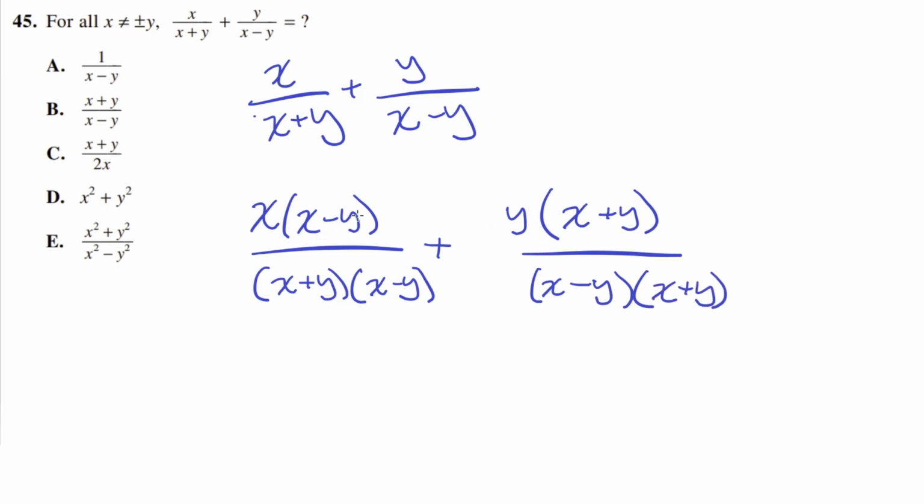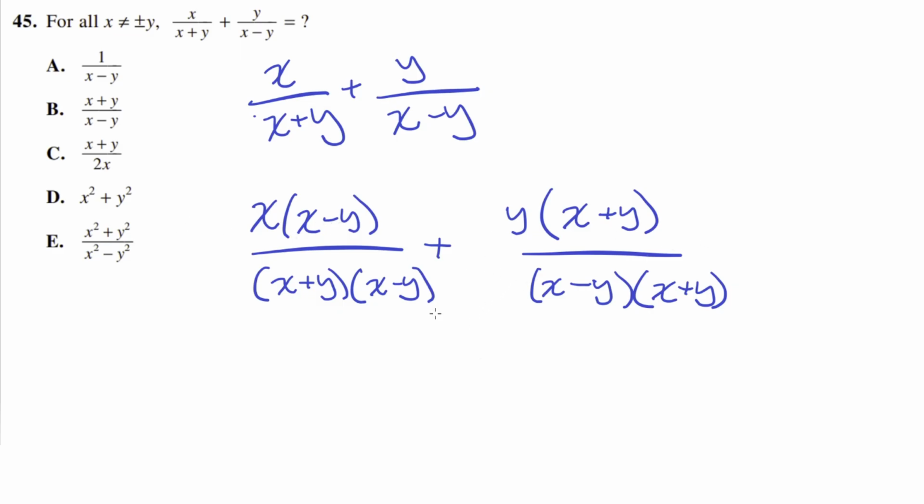Since we multiplied each fraction by essentially 1, we're not changing the actual values of the fraction. We're just manipulating how they look. X minus y over x minus y, that's just 1. And x plus y over x plus y, that's just 1. But now we see that they have the same denominator. They both have x plus y times x minus y in the denominator.